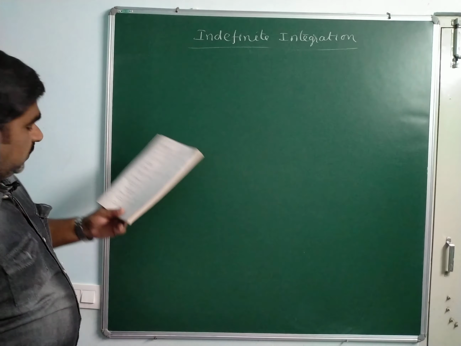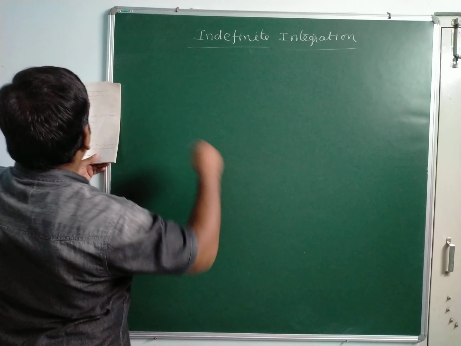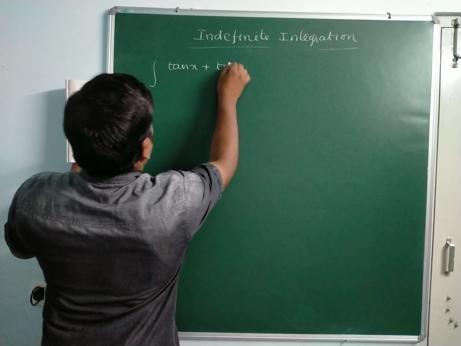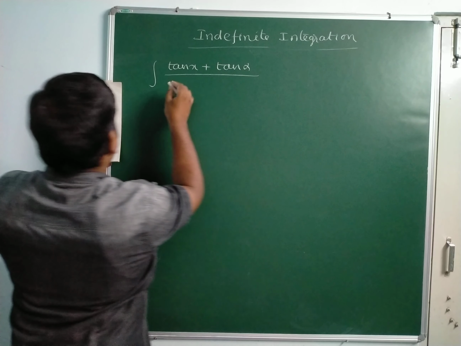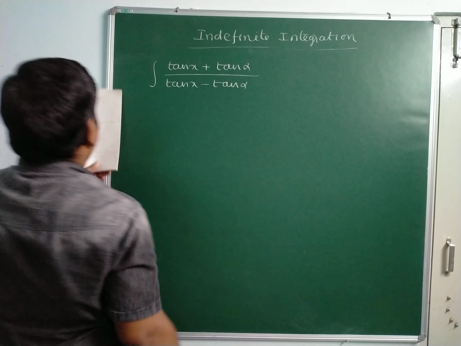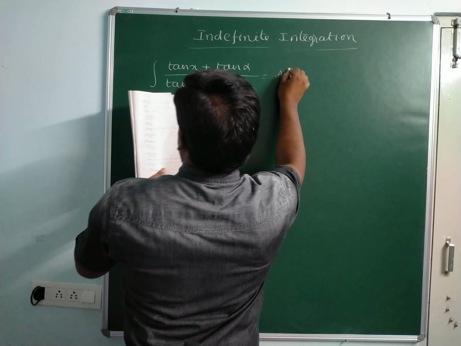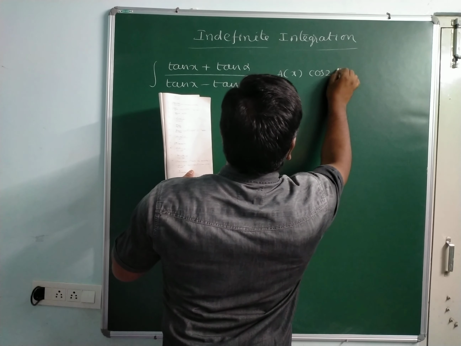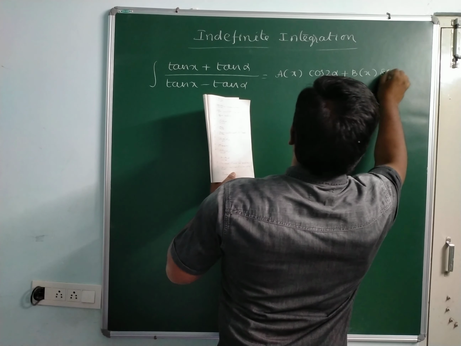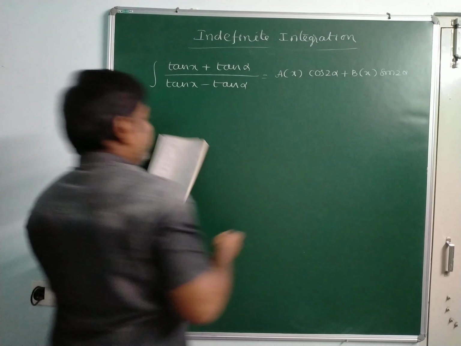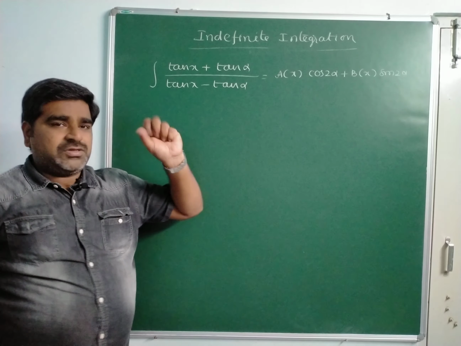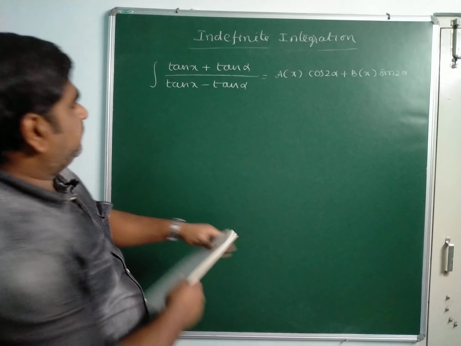Okay, so now sometimes he may ask questions like this. Integral, this is also a previous question: tan x plus tan alpha by tan x minus tan alpha is equal to a of x into cos 2 alpha plus b of x into sin 2 alpha. Then he is asking what are a of x and b of x. So this is also an important model for mains and JEE.